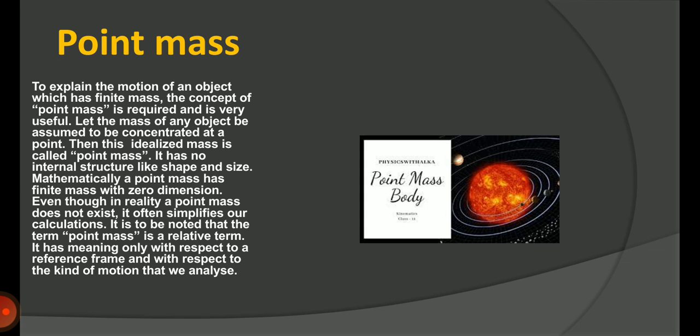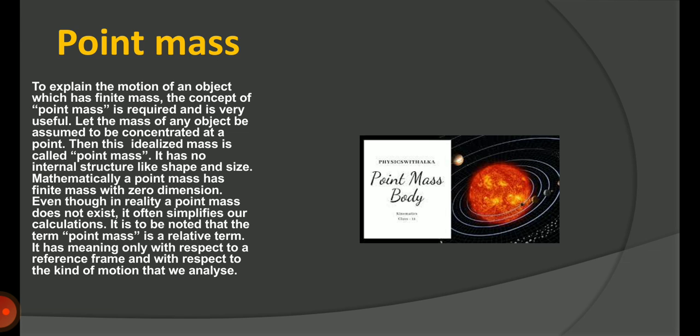Point mass. To explain the motion of an object which has a finite mass, the concept of point mass is required, and it is very useful. Let the mass of any object be assumed to be concentrated at a point; then this idealized mass is called point mass. It has no internal structure like shape or size. Mathematically, a point mass has finite mass with zero dimension. Even though in reality a point mass does not exist, it often simplifies our calculation.